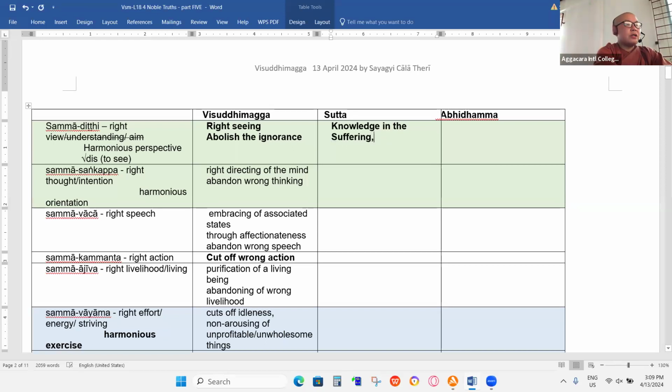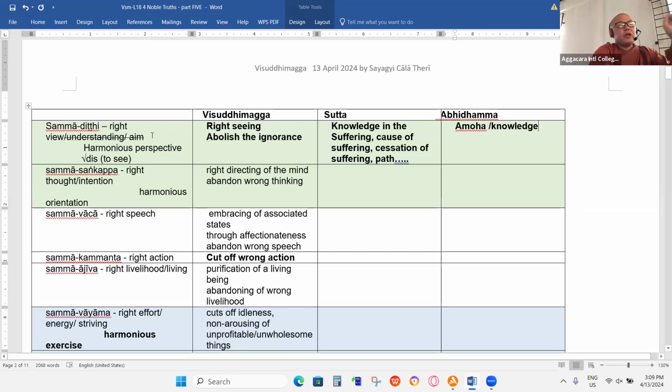Okay, so this is the one. Cause of suffering, cessation of suffering, and then the path leading to the cessation of suffering. So you can see Samma Ditthi, right view, and right seeing in the Visuddhimagga. So this is the knowledge. In Abhidhamma, especially in Cetasika, you know that when we say right view, we call it amoha, which is actually knowledge. Okay, knowledge or panya is also the same.